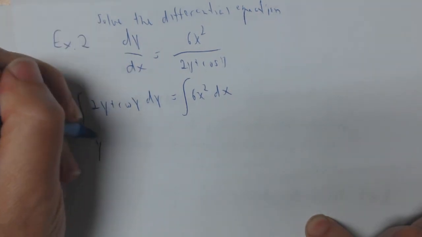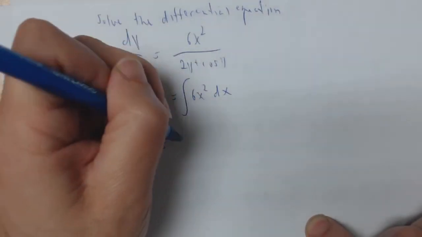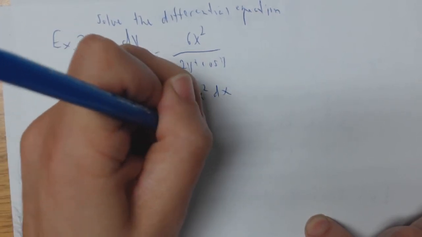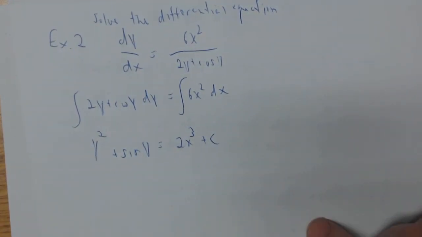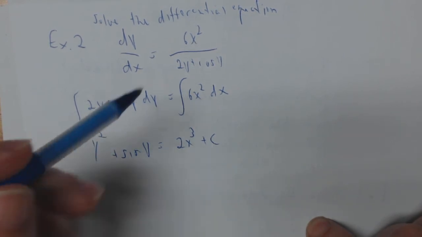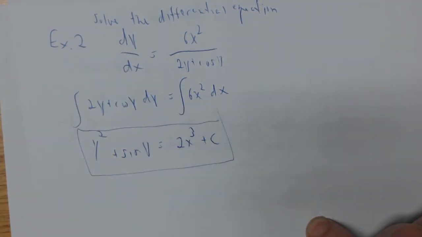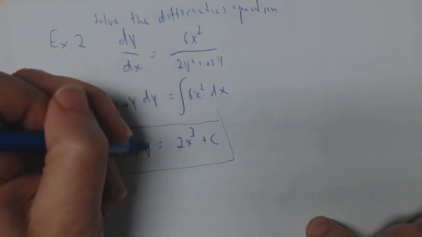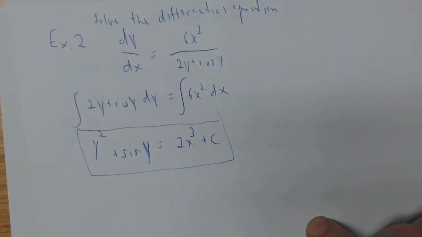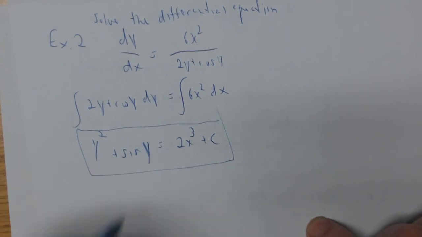And what does that give me? y squared plus sine y equals 2x cubed plus c. Okay, now what you notice here is that unfortunately I can't solve for y here. So the solution to this differential equation is this right here, and we could stop there. Okay, so just keep in mind that there will be times, ideally we want to solve for y because it just simplifies things for us, but in this case we can't go any further, so we'll leave it at that.